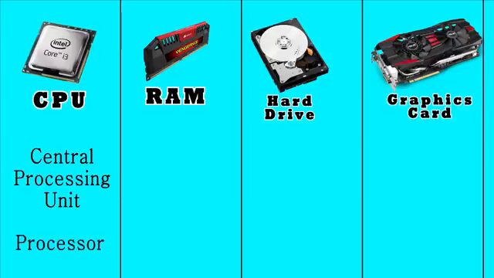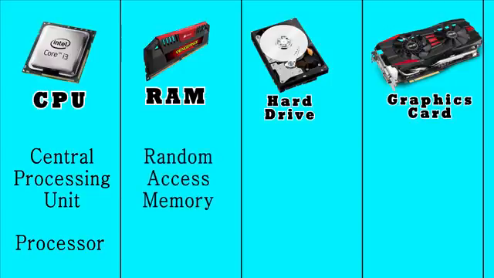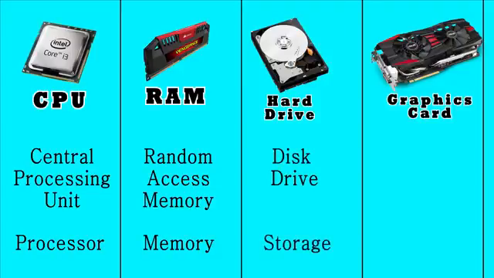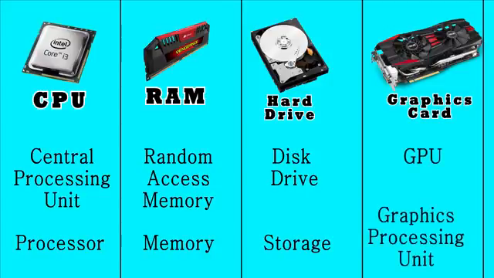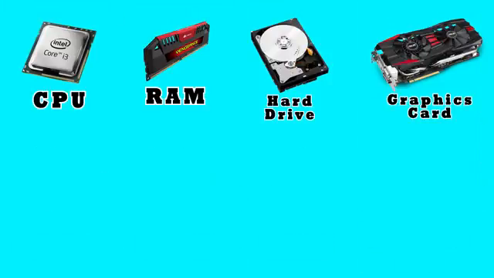They are completely interchangeable. RAM stands for Random Access Memory and is often referred to as just memory. A hard drive is often referred to as a disk drive or storage. And a graphics card is also known as a GPU or graphics processing unit. For this explanation, I'll be using the terms CPU, RAM, hard drive, and graphics card.